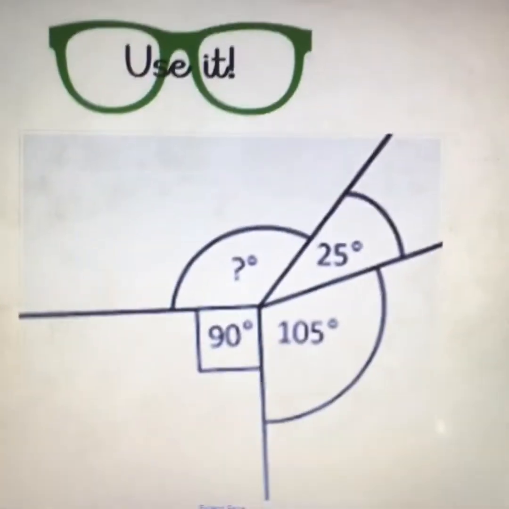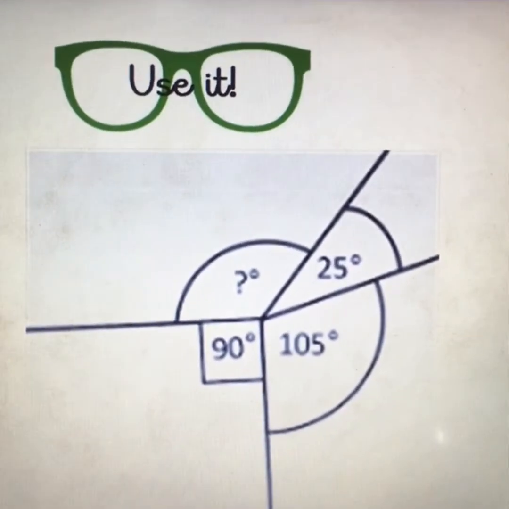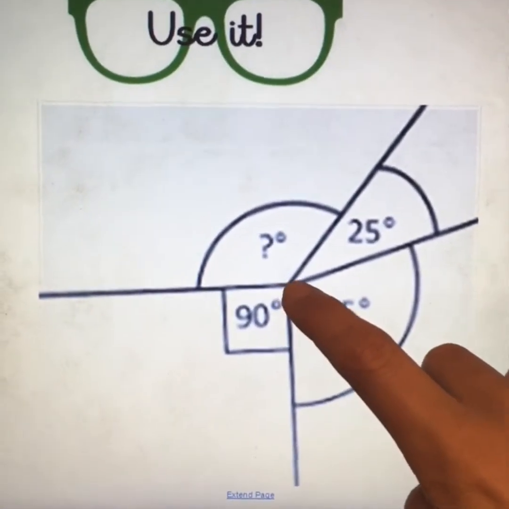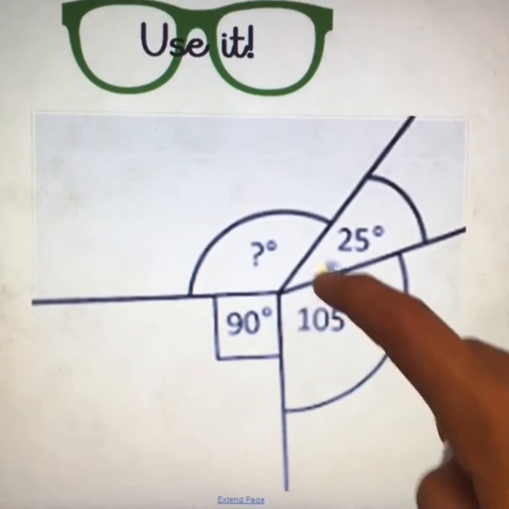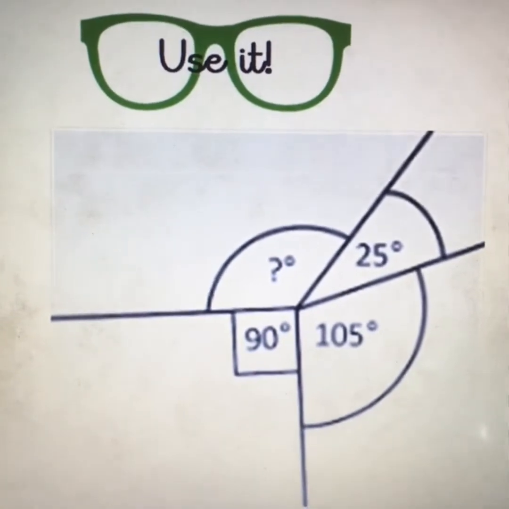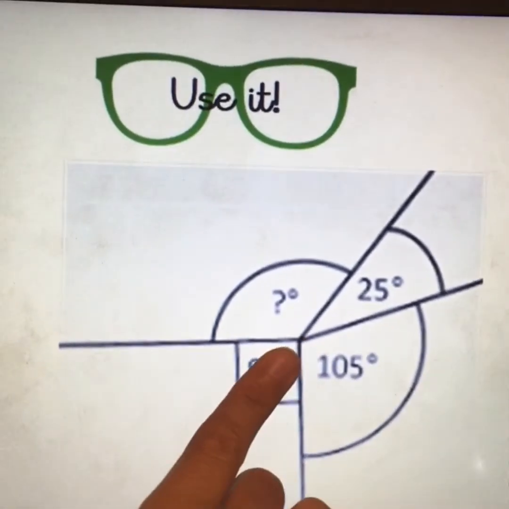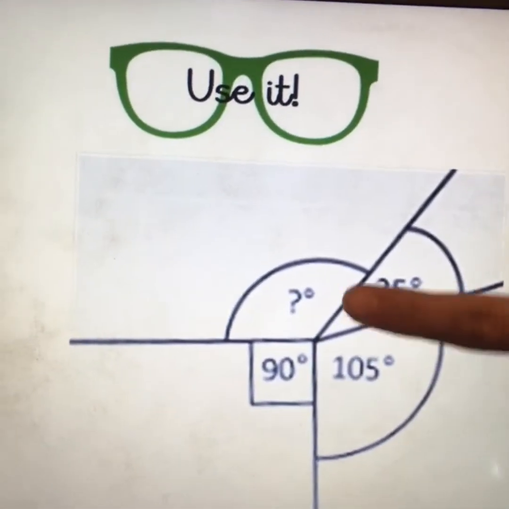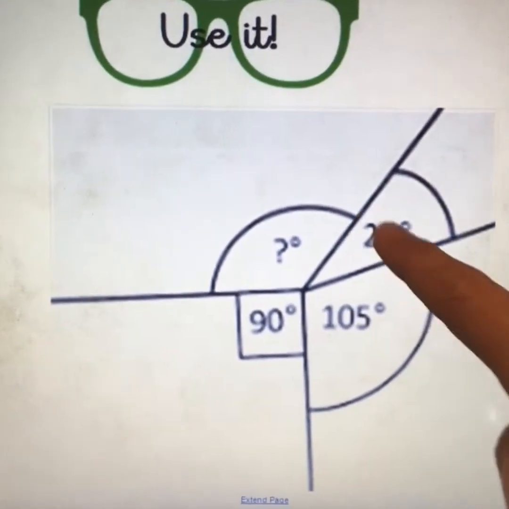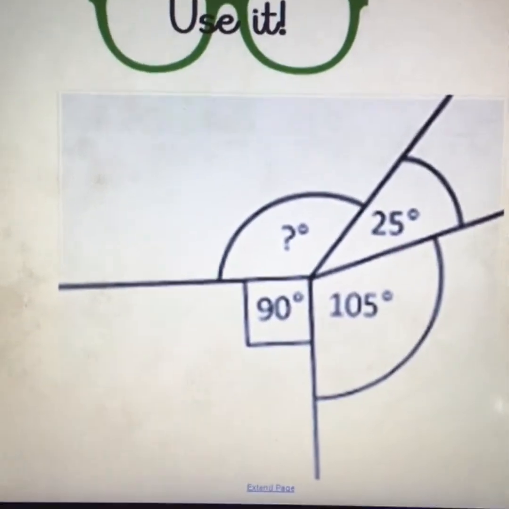Here it is. So, first things first, gather your facts. What do you know? Well, we know that this is around a point, and we know there's 360 degrees around a point. So how can we work out this missing angle? Well, again, there's a couple of ways you can do this. You can either start at 360, take away 90, take away 105, take away 25, and be left with your answer. Or, and this is the way I would do it, add up all the angles you know first of all, and then do 360 degrees, take away those angles.